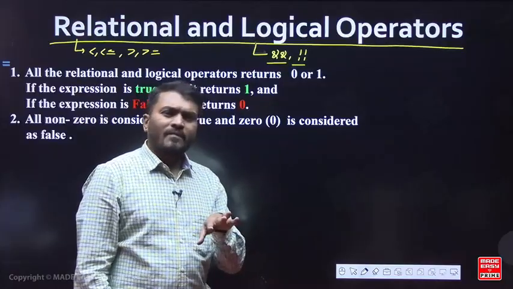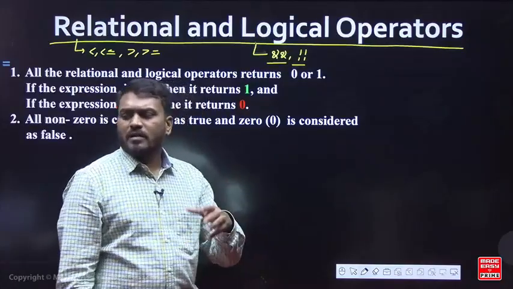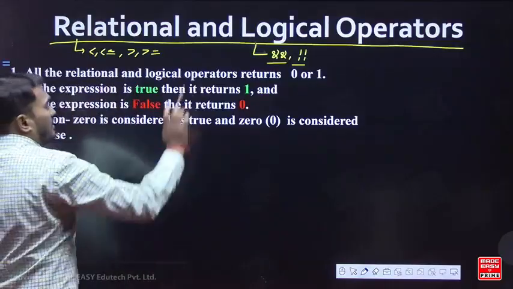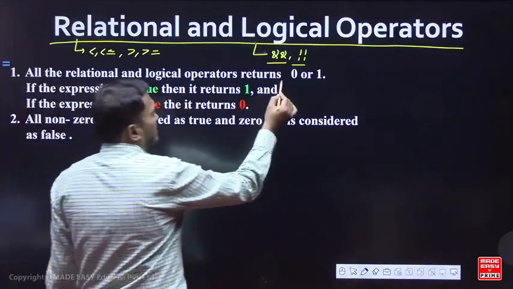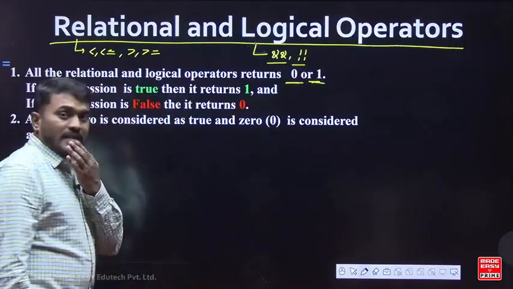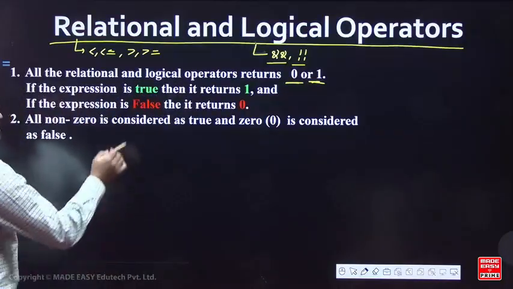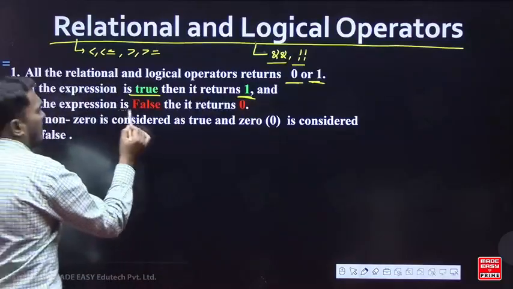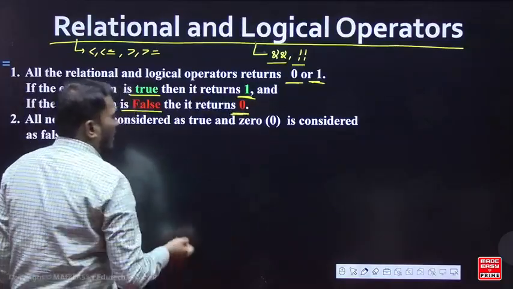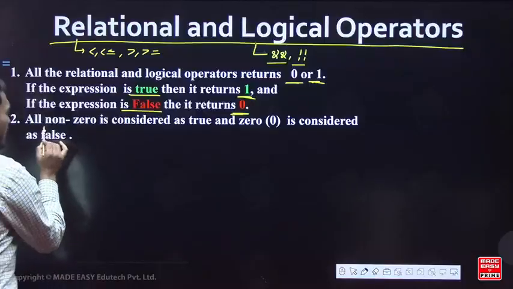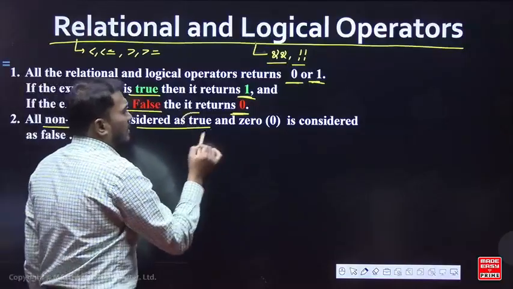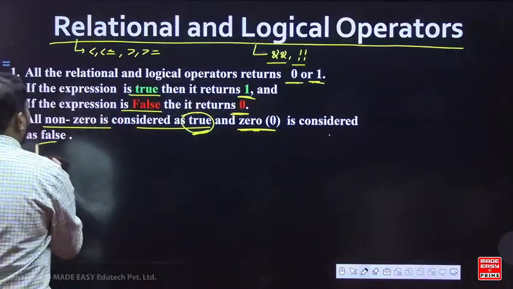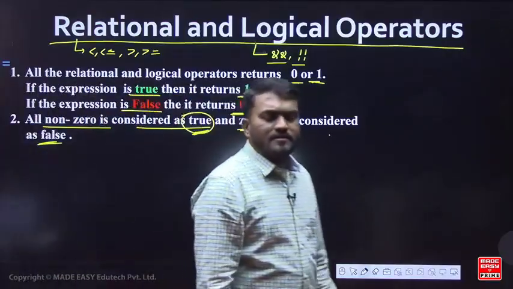Just type "operator precedence table" in Google and you can download and print it. All the relational and logical operators return 0 or 1. Remember, if the expression is true, it returns 1, and if the expression is false, it returns 0. An important point: all non-zero values are considered true, and 0 is considered false. That is followed in the C language.